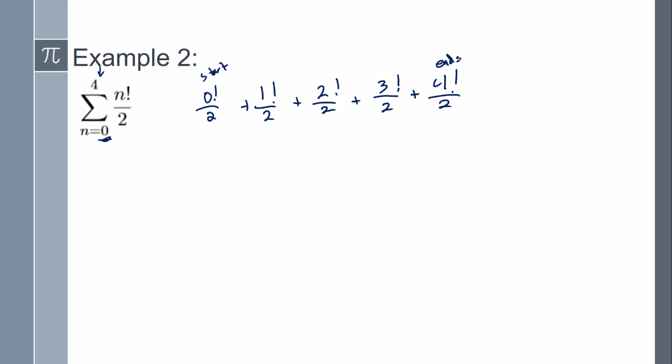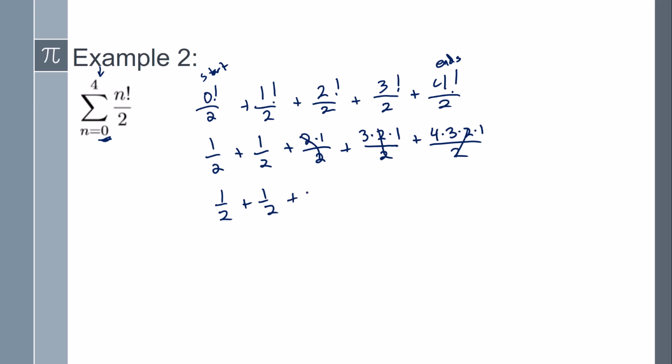Now I just need to simplify it. I know I didn't mention it, but 0 factorial is 1. So this is 1/2 plus 1 factorial, so that's still 1/2, plus 2 times 1, plus 3 times 2 times 1, plus 4 times 3 times 2 times 1. Now the 2's cancel out here, here, and here. So 3 times 1 is 3. 4 times 3 is 12. You just enter that into your calculator.